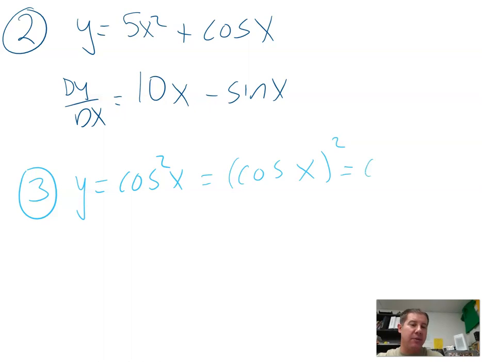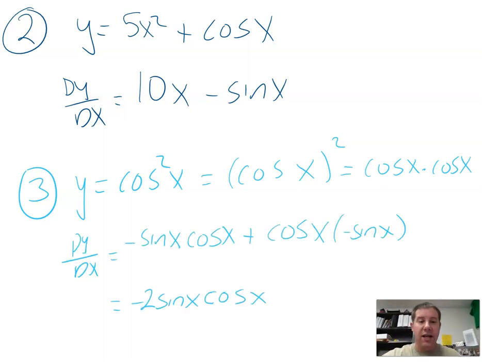So this one, though, if I had something like this, I would have to rewrite it as cosine x times cosine x, and we are going to have to use the product rule to take the derivative. Okay, so using the product rule, derivative of the first, negative sine x, times the second, cosine x, plus the first, cosine x, times the derivative of the second, negative sine x. Okay, for our product rule. Putting those together, I'm going to get negative 2 sine x cosine x.